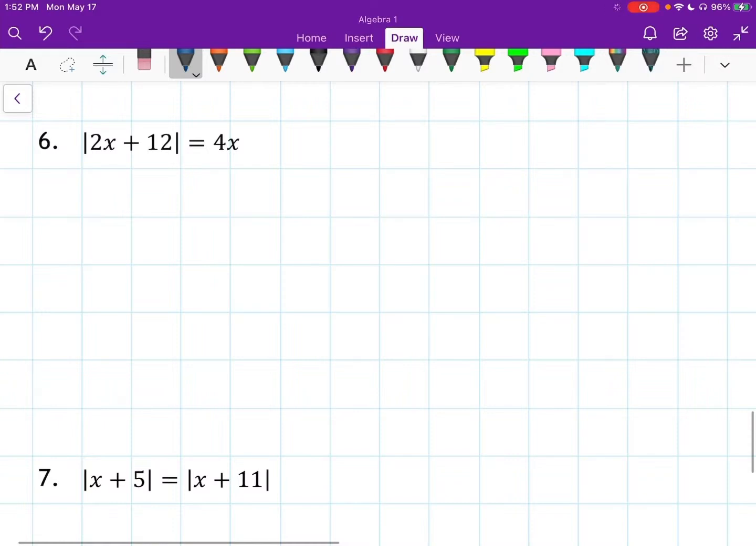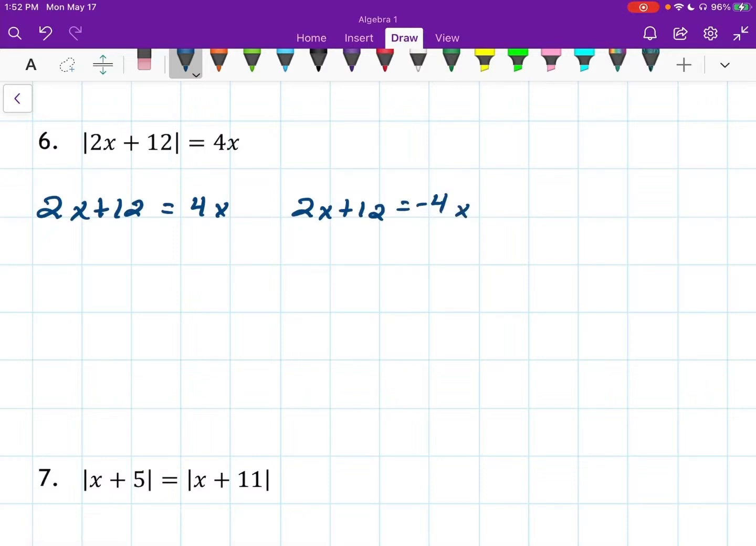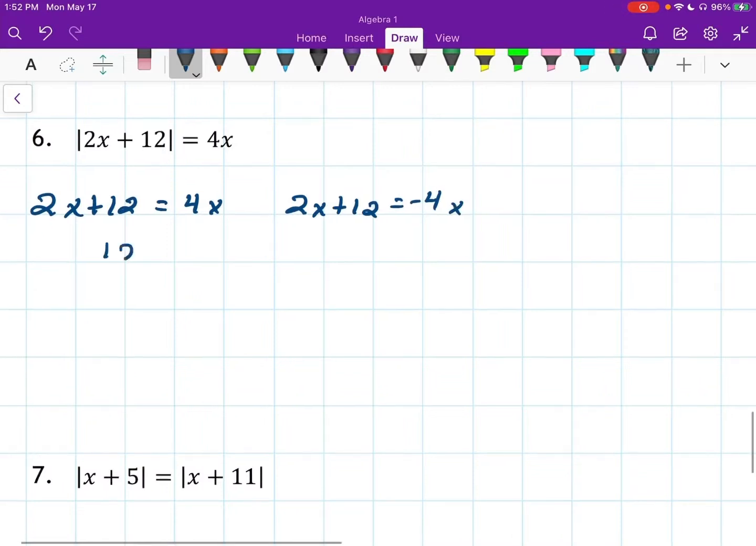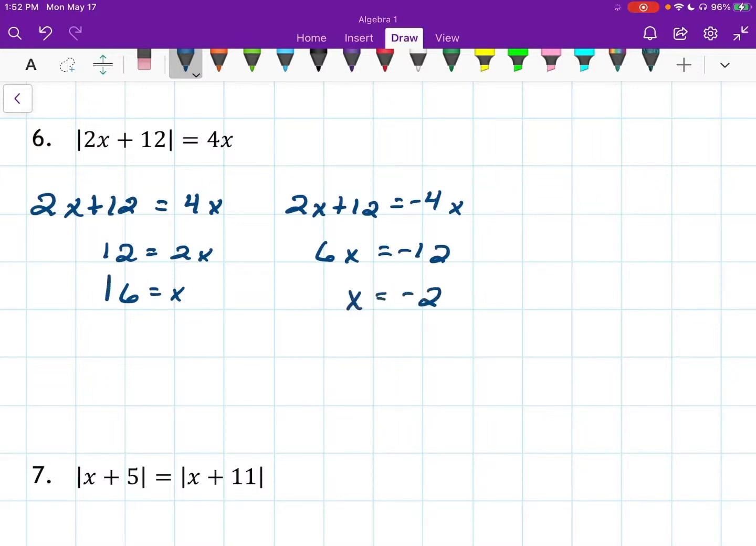We're going to have 2x plus 12 equals 4x, and then we'll have 2x plus 12 is negative 4x. Solving the left side, I'm going to have 12 equals 2x, so 6 equals x. And then solving the right side, I'm going to have, what is this, 6x is negative 12, so x is negative 2.